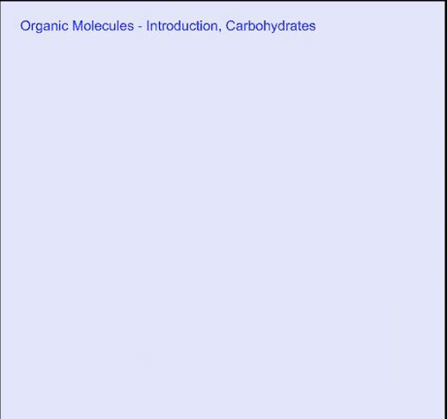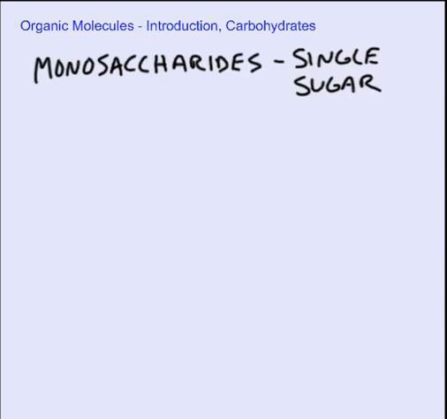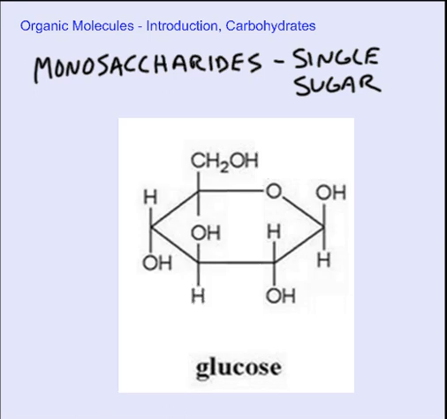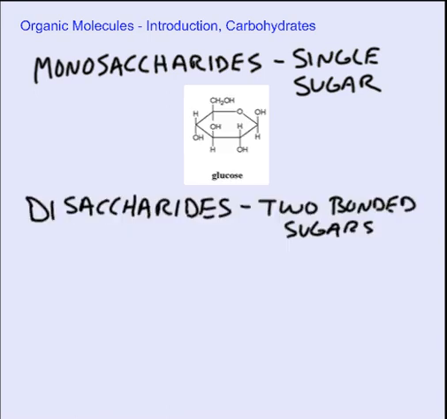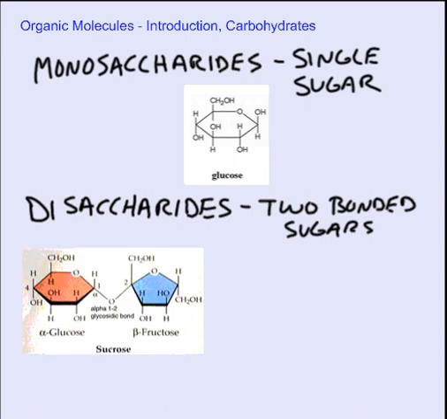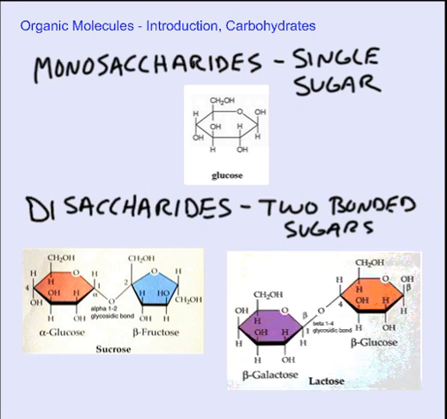Okay, let's wrap up this video with just 3 more quick definitions. Monosaccharides would be a single sugar, like this glucose molecule. A disaccharide would be 2 sugars bonded together. This one is sucrose, or table sugar. Notice that it's made of a glucose molecule chemically bonded to a fructose molecule. Fructose is the sugar that you find in fruit.